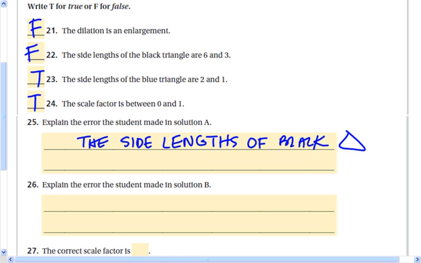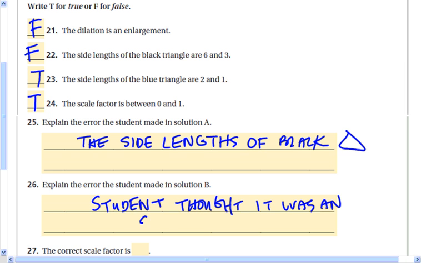All right, and solution B, the student thought it was an enlargement, or they did their math like it was an enlargement. The correct scale factor is 2 divided by 8, which is 1/4 or 0.25.